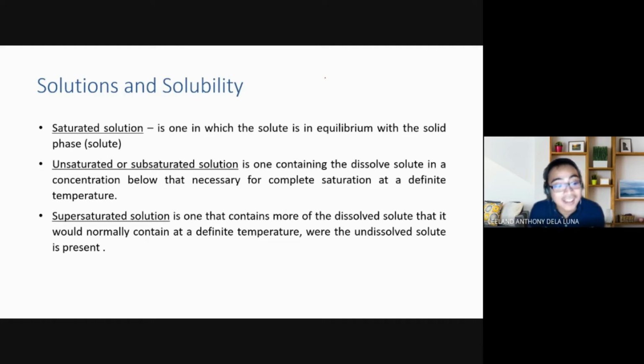Pag sinabi natin kasi unsaturated, ibig sabihin, hindi pa sapat. Ibig sabihin, kaya pang dagdagan ng solute kasi unsaturated pa yung solution ko. So, it's one containing the dissolved solute in a concentration below that necessary for complete saturation. Maliwanag ba tayo? Ibig sabihin, class, if I say, for example, I give you 100 ml of water. Kunwari lang to, ha. Here's a glass. This contains 100 ml of water at 25 degrees Celsius, and at 1 atmosphere. Standard pressure and temperature of room temperature lang natin.